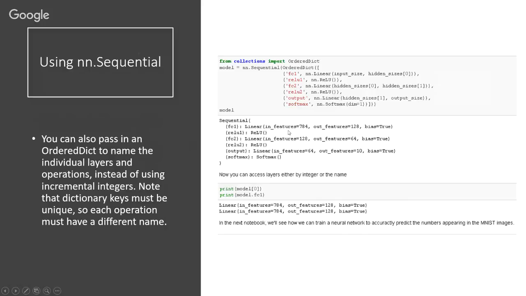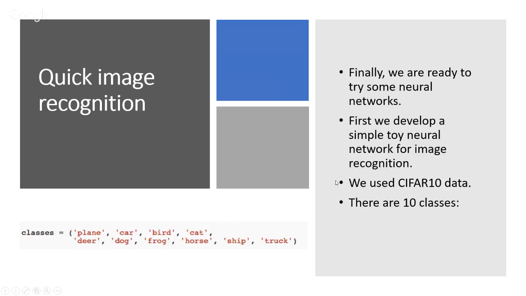You can also pass in an OrderedDict to name the individual layers and operations instead of using the incremental numbering. Note that dictionary keys must be unique, so each operation must have a different name. So here we've got a model using an OrderedDict. We've separated it all out, and that gives us more details of what we're actually doing than writing it out previously.